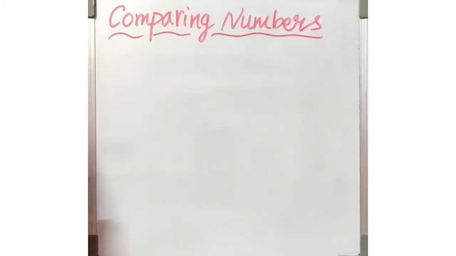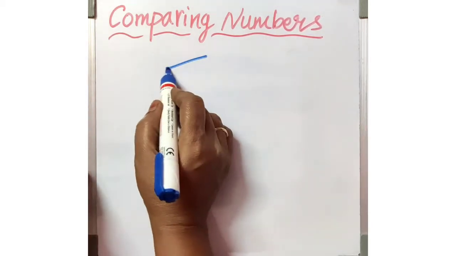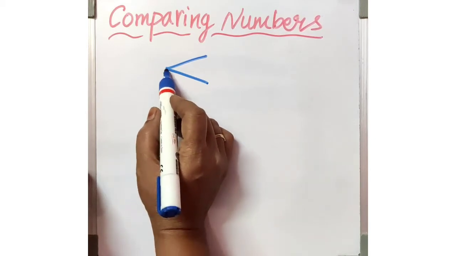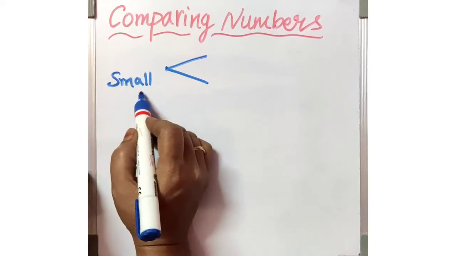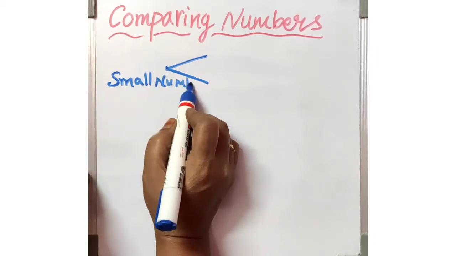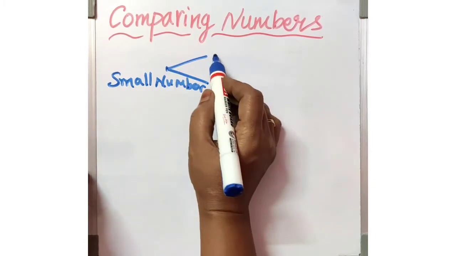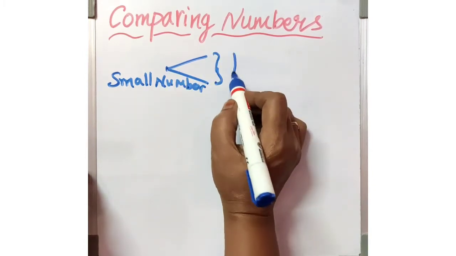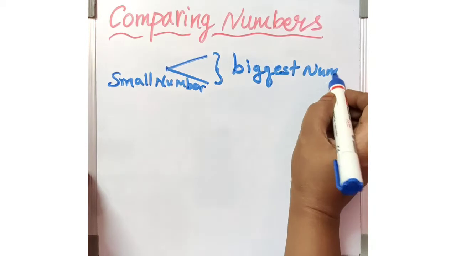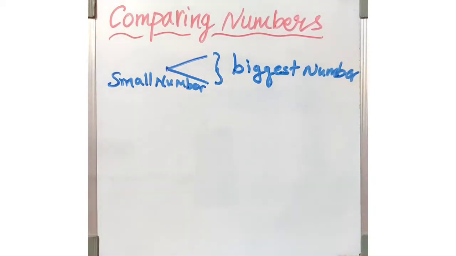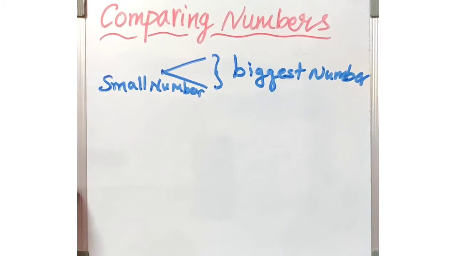Now listen, children, whenever you are comparing the numbers, whether it is the greatest number or the smallest number, always compare the smallest number. Automatically everything will be correct. Now here this is called the less than symbol. This pointed side should point to the small number, and this big side should point to the bigger number or the biggest number. Is that clear?